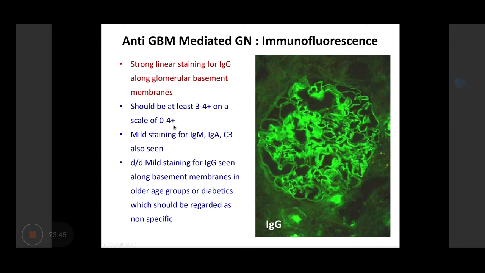I already explained to you that in frozen sections on immunofluorescence, we grade the degree of immunofluorescence on a scale of 0 to 4 plus. So to make a diagnosis of anti-GBM mediated glomerulonephritis, the intensity of staining should be at least 3 to 4 plus. This kind of pattern classically confirms the diagnosis of anti-GBM mediated disease.